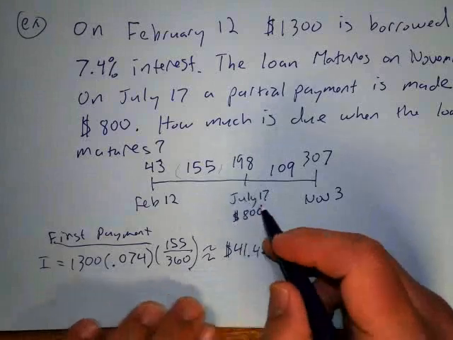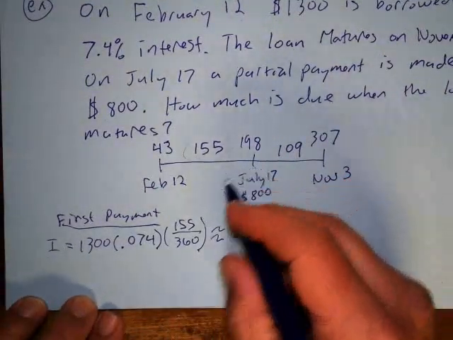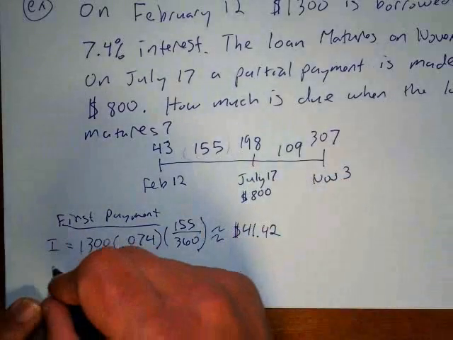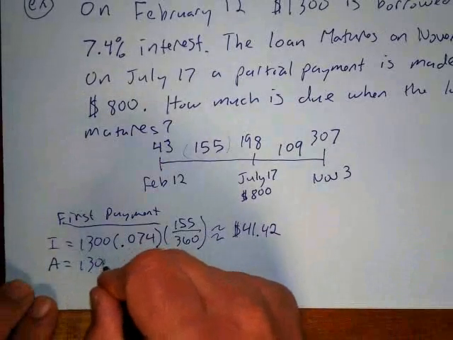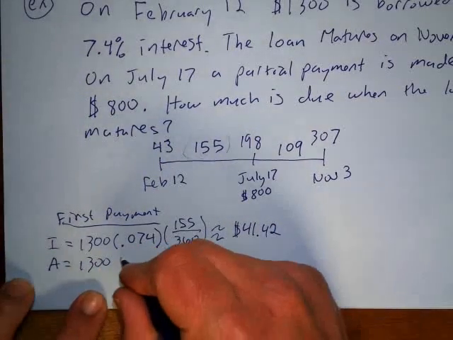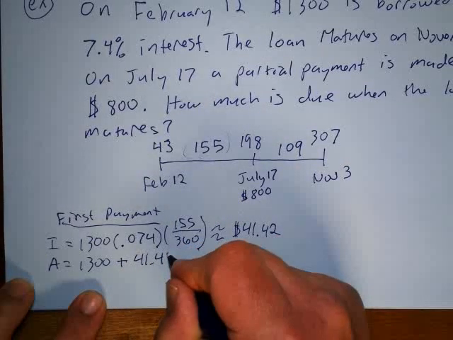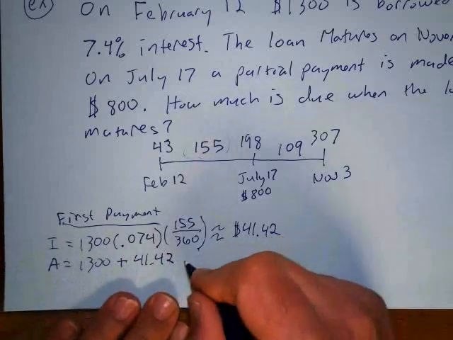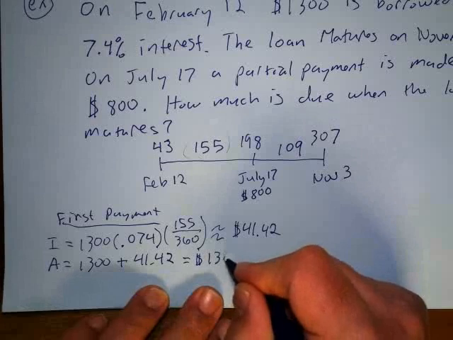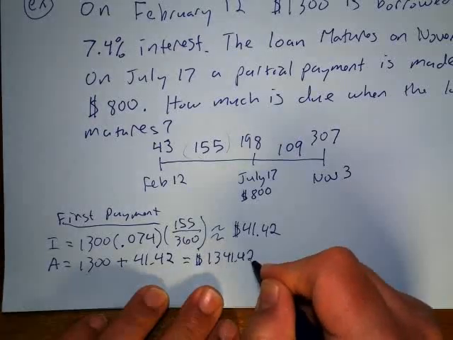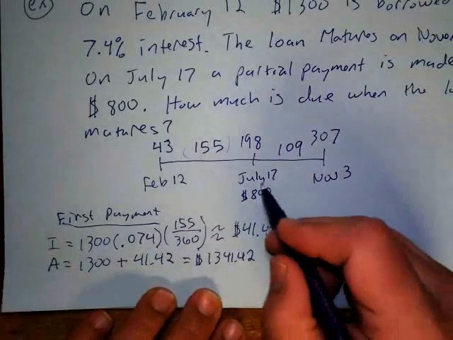Okay, on July 17th. So now the question is, what's the total amount that I owe on July 17th? What you're doing here is taking the $1,300, the amount you borrowed, and then adding the interest, $41.42. So on July 17th, the amount that I owe would be $1,341.42.